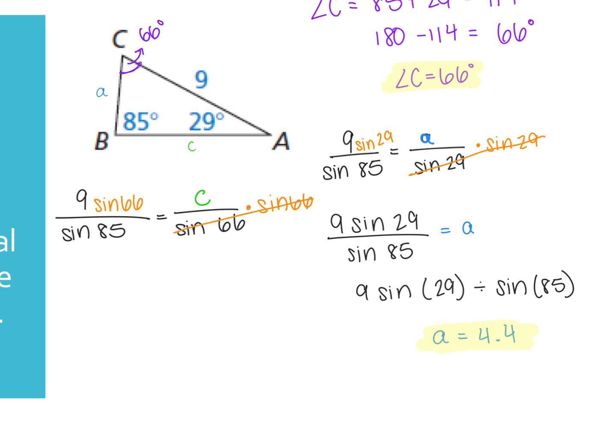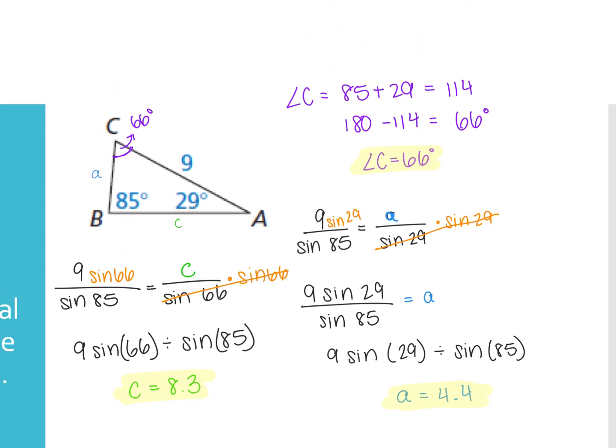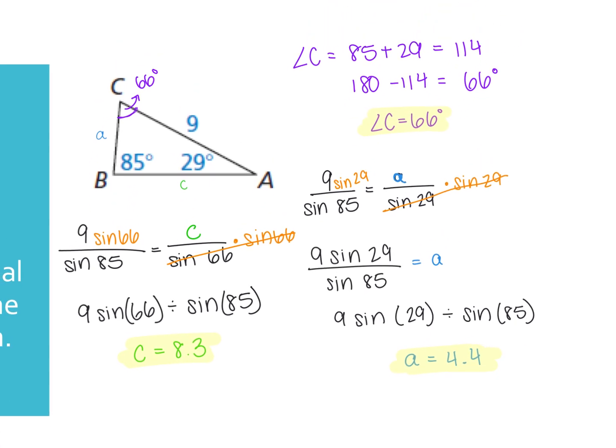Again, what am I plugging into my calculator? I'm going to have 9 sine, open parentheses, 66, close it, divided by sine 85. Plugging that in, if you plugged it in correctly, your side C is going to equal what? Perfect, 8.3. Do we have any questions on this? Questions, comments, concerns on how to solve these?